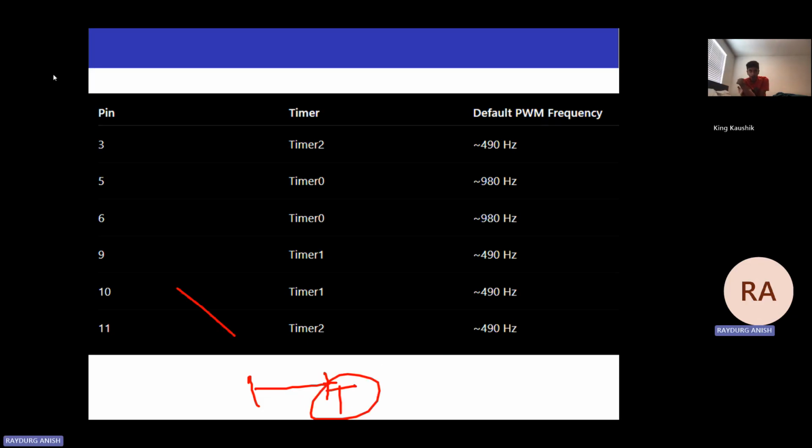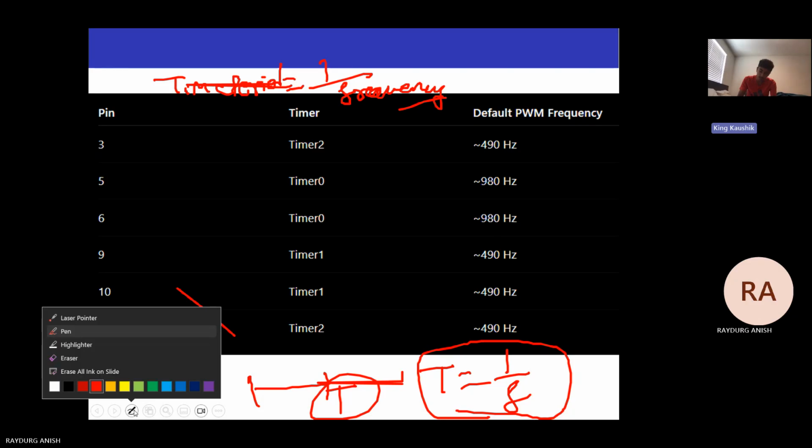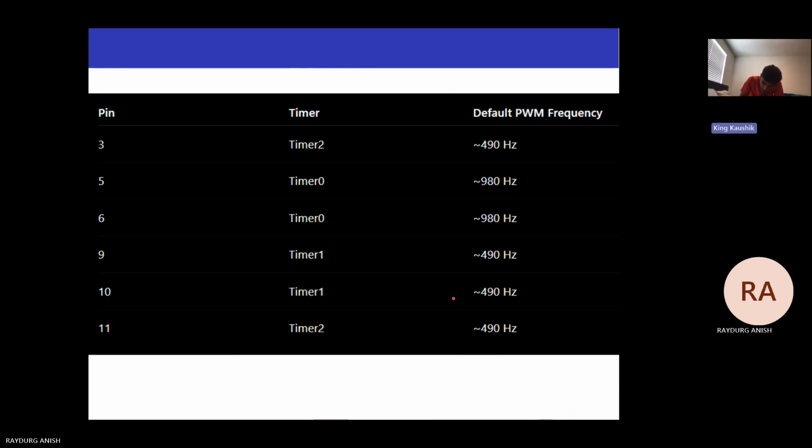And one more thing: whatever period we considered depends on and changes according to the processor. For the Arduino board we have, see the corresponding frequency. To get the time period from frequency, you need to do 1 by frequency. I want you to write this formula as well: time period is equal to 1 by frequency.